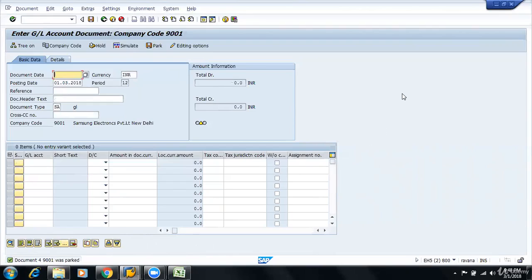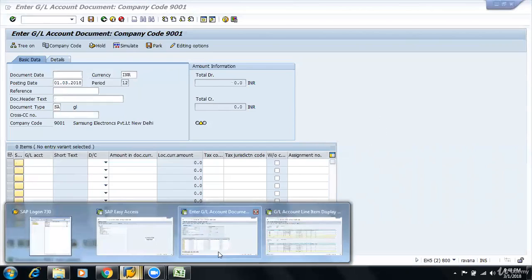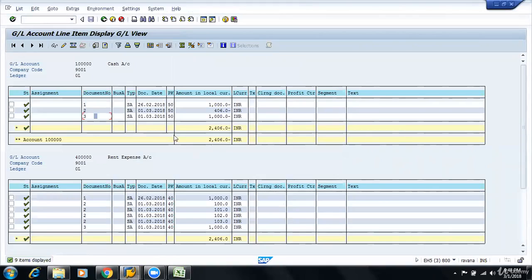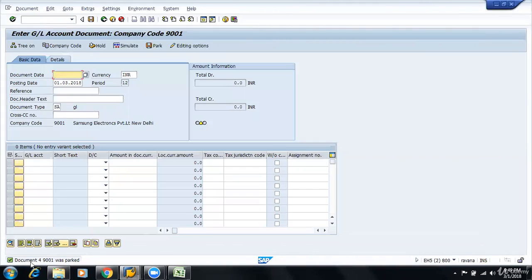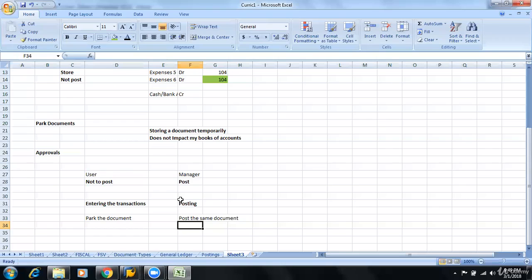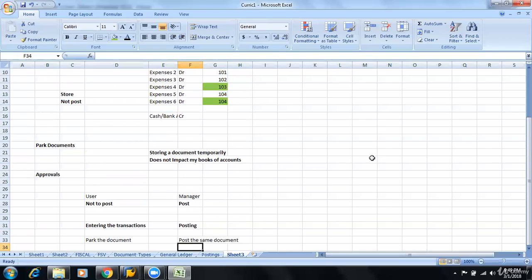What was my previous document number? Let me take you to FBL3N report so that you have a clear view. Look, it was document number 3, which was latest posted. So the next document is 4, but it is parked, not posted. So this is an observation we find in the parked documents.